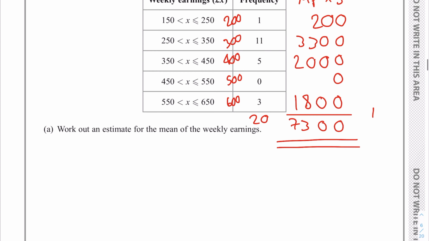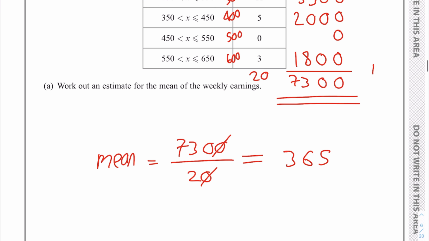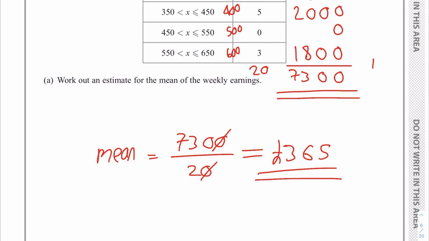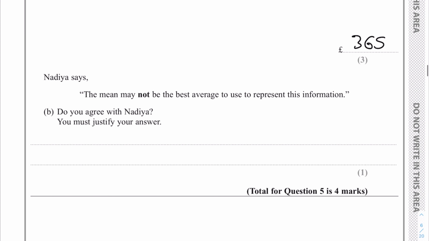So I'm going to scroll down a little bit and say the mean is equal to 7,300 divided by 20. Remember, we don't have a calculator, so we're going to have to be smart about this. Cancel the zeros. And then we just have 730 divided by 2. Hopefully, you can see that that is simply 365. It's in terms of pounds, so that is our final answer for the mean. We can jot that down in the answer line, so 365, the unit is already there. And let's move on to the final question, which is part B.